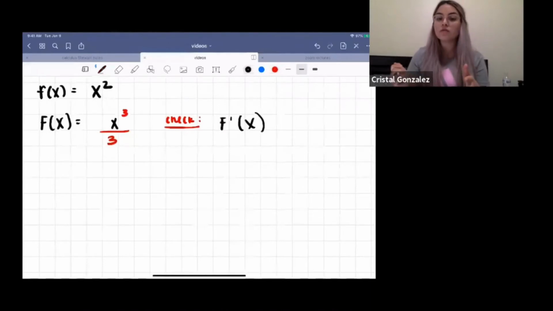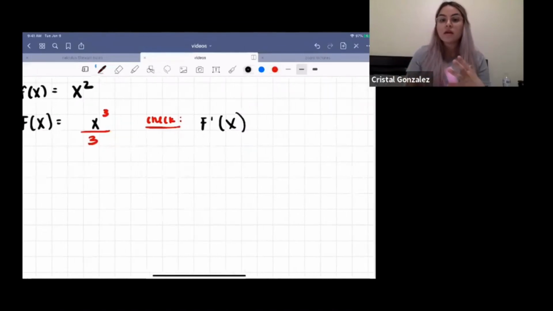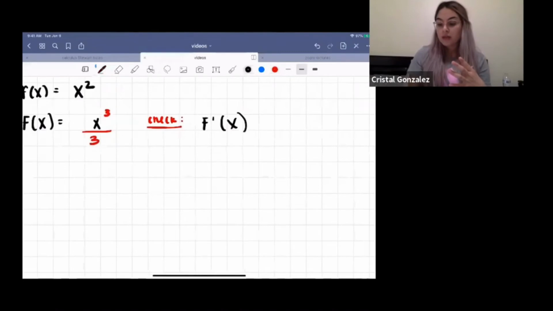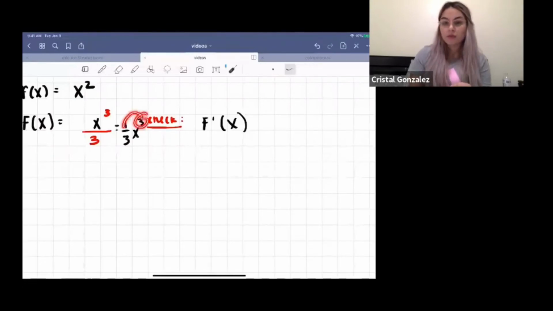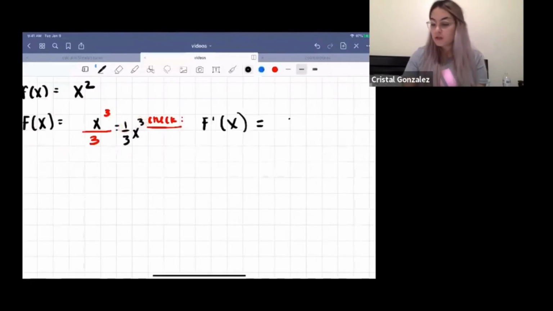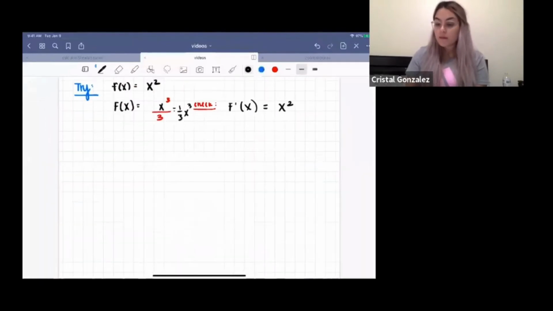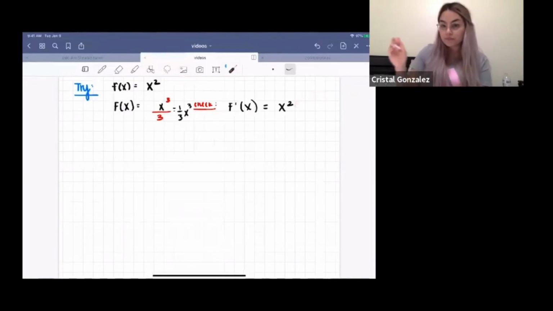If I take the derivative of capital F of x, and I find f prime of x, let me rewrite this. So this is 1 over 3x cubed. If I take the derivative of this, I move the 3 up to the front. It's going to be 3 over 3, which is 1, and decrease the exponent by 1. The derivative is definitely x squared. So that means that we actually have the correct antiderivative. Perfect.